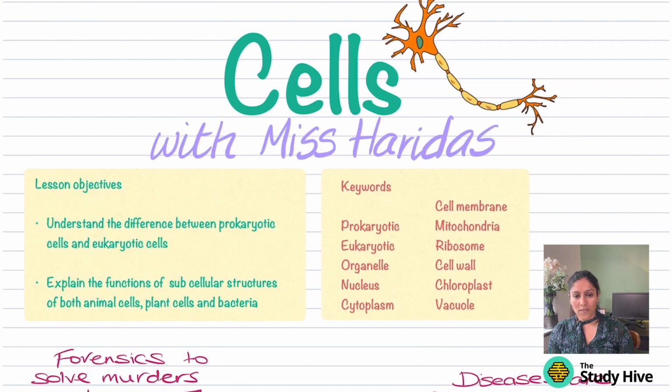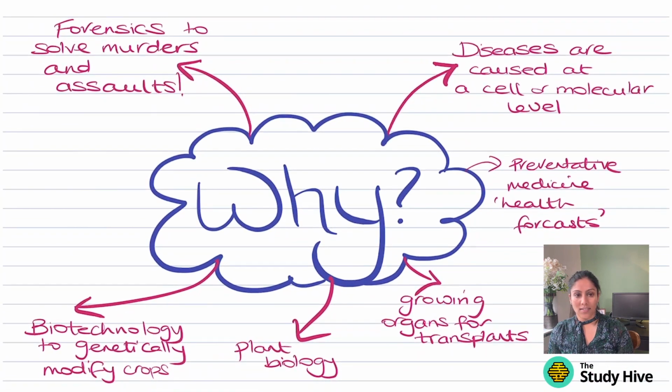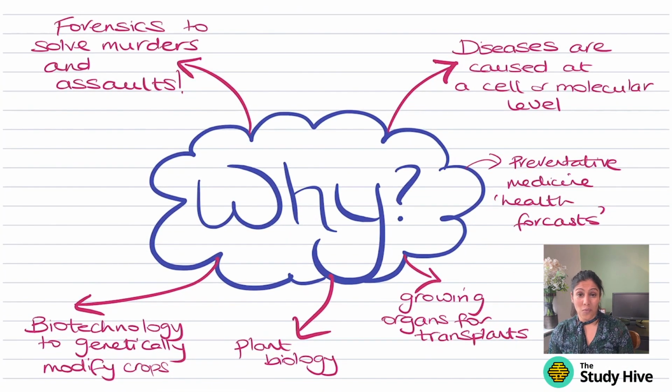So before we even go into understanding cells, we really want to understand, why do we need to learn about cells? What relevance does it have to your life and to my life? So let's look at some examples of where cell biology is really important. So forensics, for example, they really rely on cell biology and DNA fingerprinting in order to solve murders and assaults.